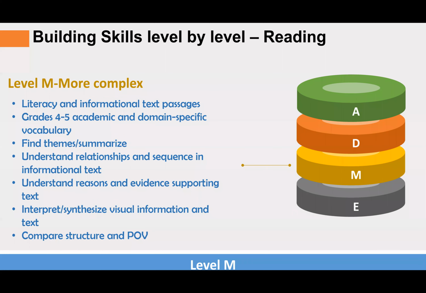They then move to more complex skills at M level, where they're exposed to both literary and informational text passages as they move towards more complex skills, such as referring to details and examples in a text when explaining the text, quoting accurately from the text when explaining what it says and drawing inferences. And additionally, skills like interpreting and synthesizing text and comparing text structures and points of view are expanded at this level.